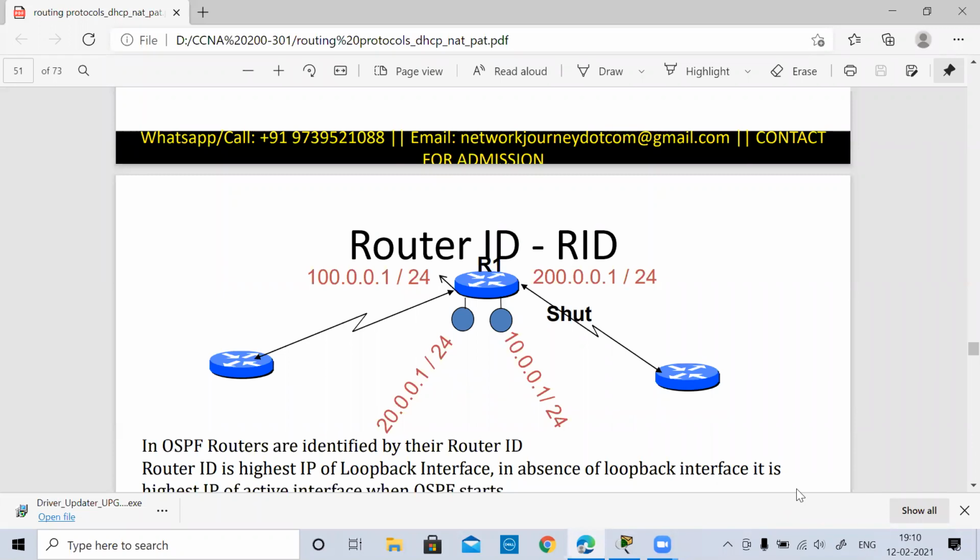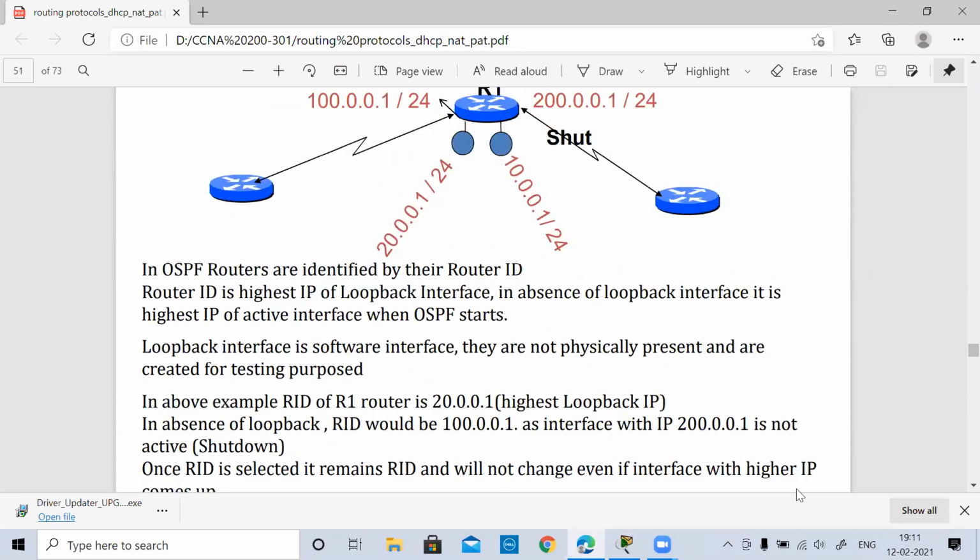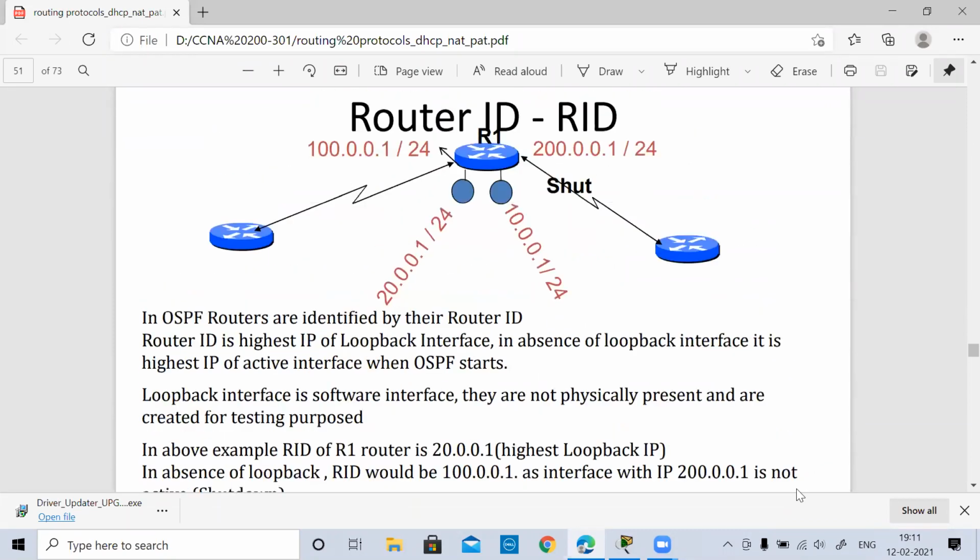So first we have to understand the concept of router ID. In OSPF, routers are identified by their router ID. It is the highest IP of the loopback interface. Loopback is nothing but, guys, a virtual interface.